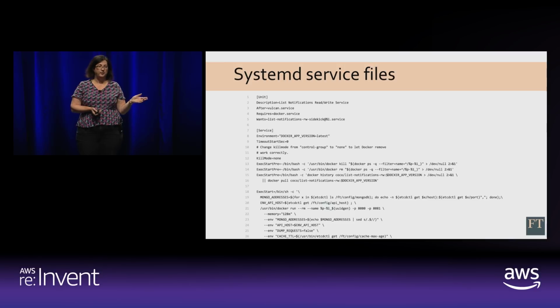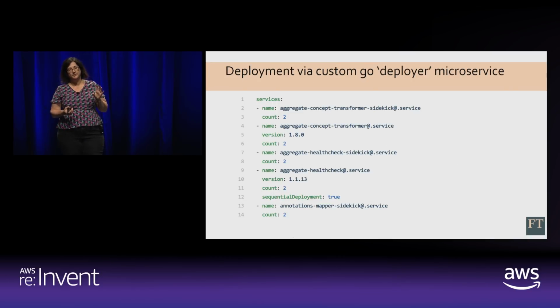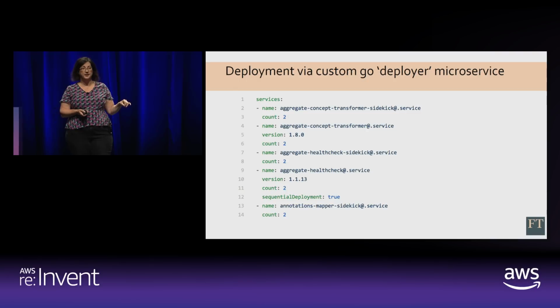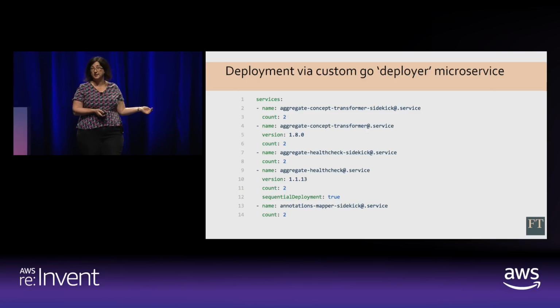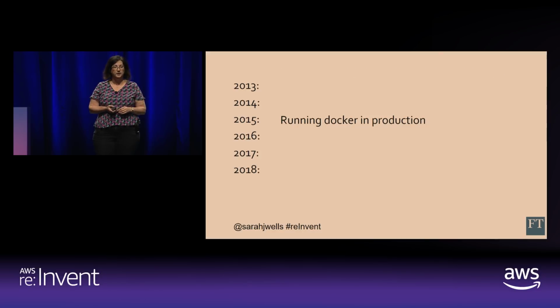This is just an example of the kind of file that we had. It's basically saying, what other services do we need? How do we start it? How do we stop it? And our deployment was based on a YAML file in Git that defined all the services that we wanted to run, including their sidekicks, how many instances, and what version. We had a Go service that looked at this file, looked for changes, and then made the environment match whatever was in the latest version of the file. So deployment to production was a Git merge onto master.